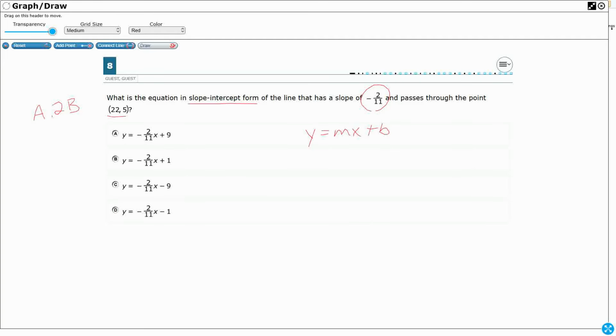And they give us the slope. All right, so m equals negative 2 over 11. So y equals negative 2/11 x plus b. All we need to do is figure out what the b is, and we'll do it like we did a few problems back. We're going to take our point, we're going to plug those values in. Our 22 is our x, 5 is our y. So let's make this 5 equals negative 2/11, and that's times 22 plus b. We're simply going to solve for b. All right, so we're going to simplify this.